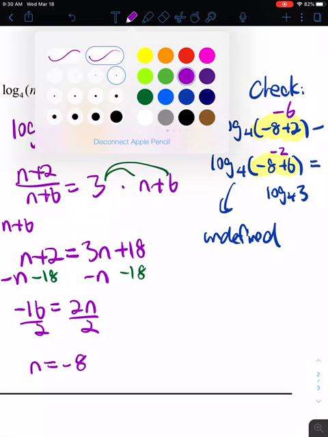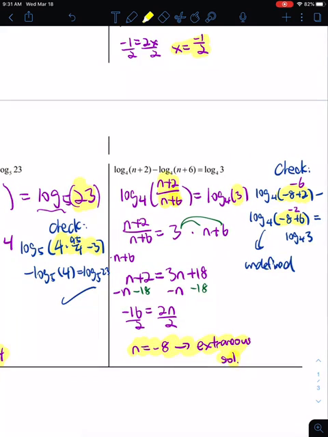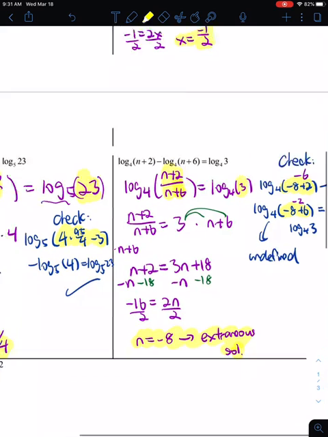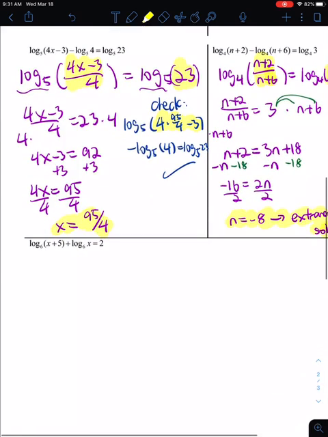And both of those are undefined, which means if we go back over here for n equals negative 8, we call this an extraneous solution. Okay, but let's go ahead and make sure we mark that up. Extraneous, because it was undefined after we plug it back into the equation. All right, last one.